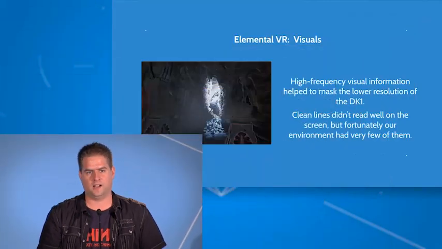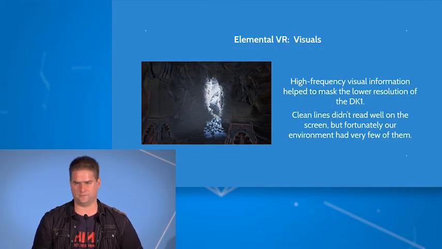Visuals, this one's really brief because it doesn't apply as much now, but with the DK1, since the screen resolution was so low, clean lines and low visual frequency visuals didn't look very good on the screen because you didn't have enough pixel resolution to reproduce those. So by purely chancing into it, the content that we picked had a lot of uneven edges and a lot of high frequency textures that really helped break up the scene, and you didn't notice the aliasing quite as much as you would if you had a very clean line demo with low visual frequency.